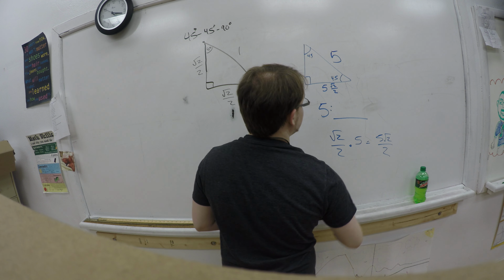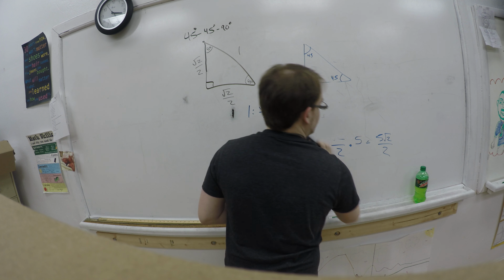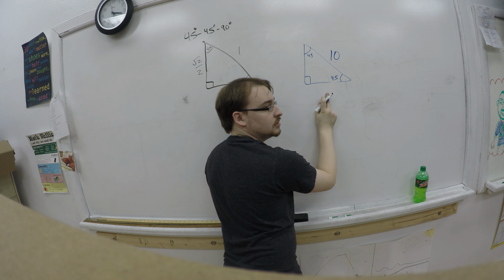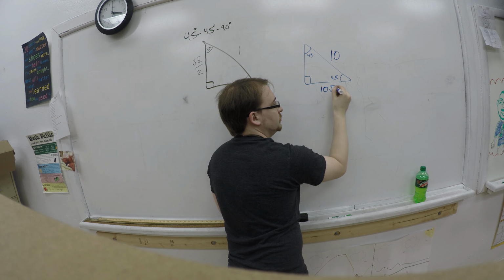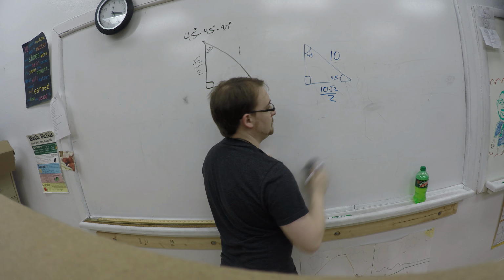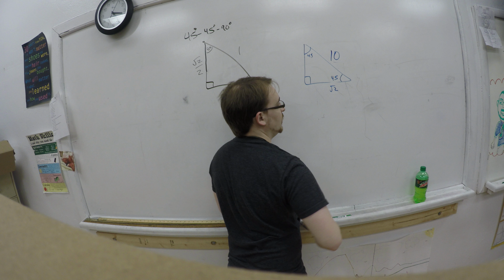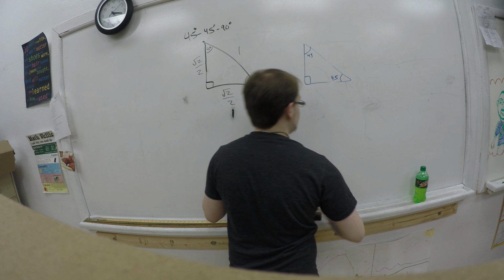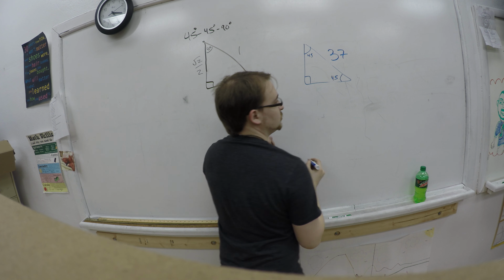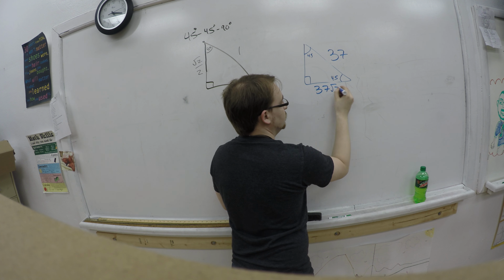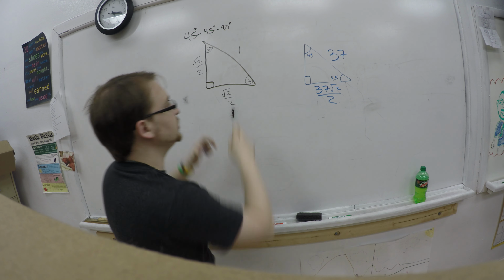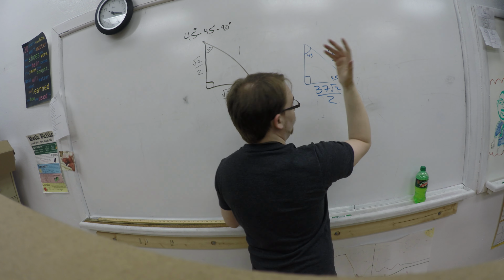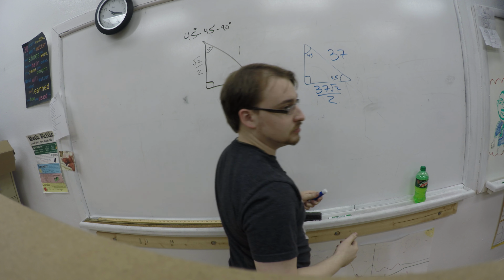If this was 10, what would this be? 10 root 2 over 2. Is that simplest form? Mm-hmm. 5 root 2. If this was 37, this would be 37 root 2 over 2, right? Which is simplest form. All this is saying is that there's a relationship. When this is 1, it's root 2 over 2. So when this is whatever, it's that times root 2 over 2.